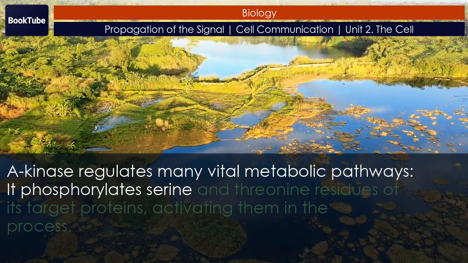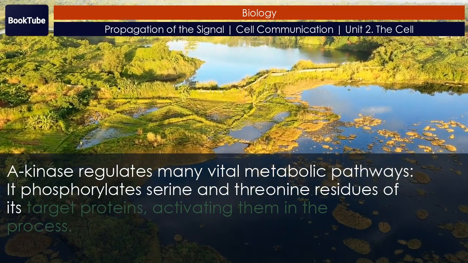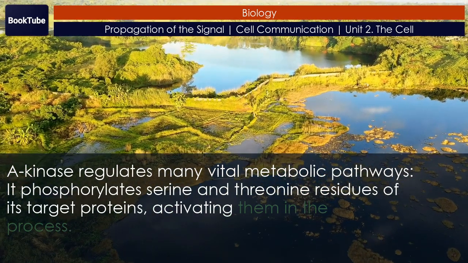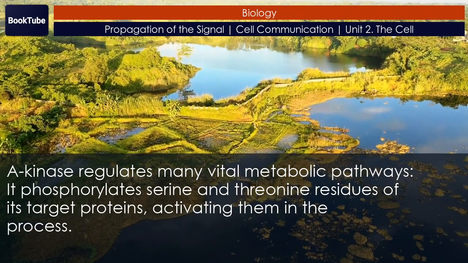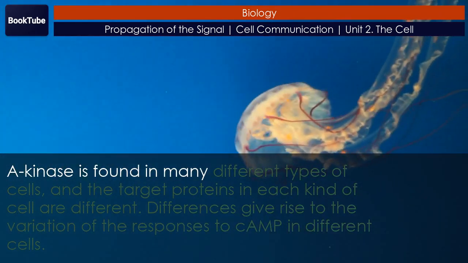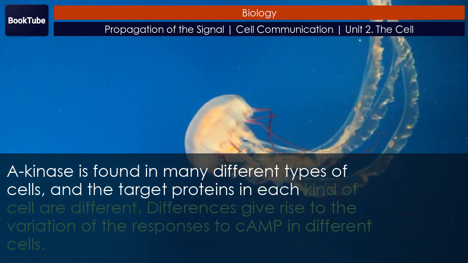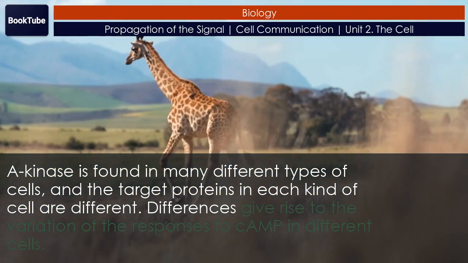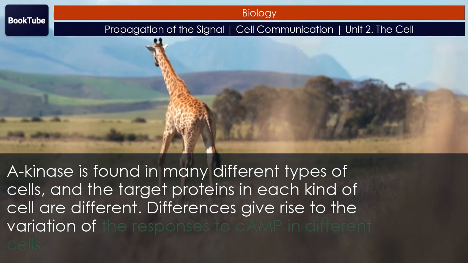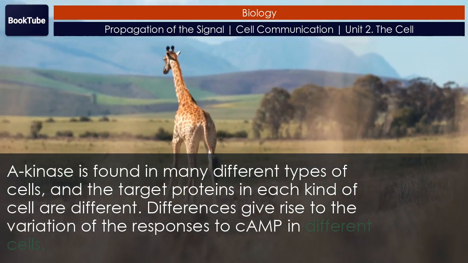A kinase regulates many vital metabolic pathways. It phosphorylates serine and threonine residues of its target proteins, activating them in the process. A kinase is found in many different types of cells, and the target proteins in each kind of cell are different. Differences give rise to the variation of the responses to cAMP in different cells.